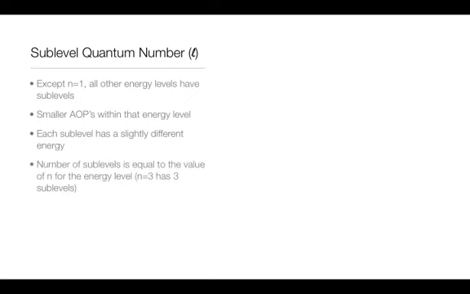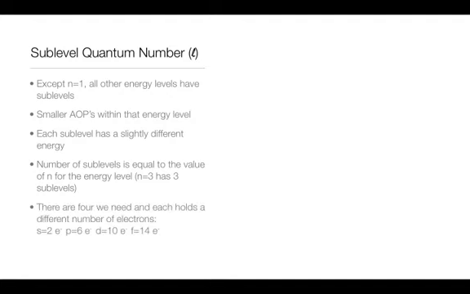As I said, the number of sublevels within an energy level is equal to the value for the energy level. So if n is equal to 3, it will have 3 sublevels. If n is equal to 10, it will have 10 sublevels. For us, there are only 4 sublevels that we need to describe atoms on the periodic table that exist naturally. There are more sublevels, but we really only need these 4. The 4 that we use have letter designations associated with them.